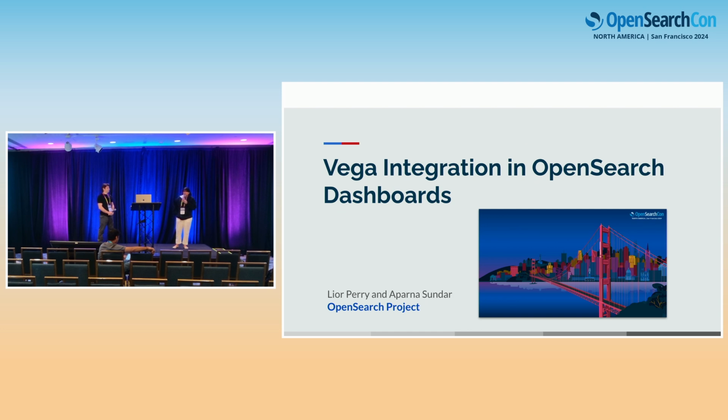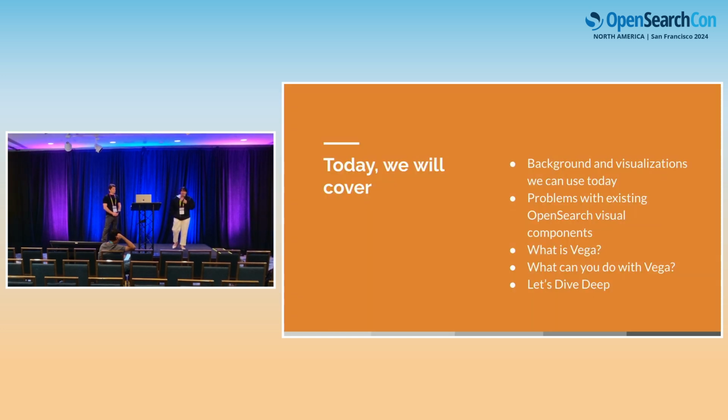We were very thrilled to give this talk today because we started talking about dashboards and then looking at the future, at the best practices for our OpenSearch Dashboards users. This was a topic we came up with, and so we're very excited to present this to you today. We're going to cover a few things here. We'll start with some of the background and visualizations, very specifically with observability that we can use today, and then we'll cover some of the problems with existing OpenSearch visuals and integrations there for developers. And then we'll go into what is Vega.